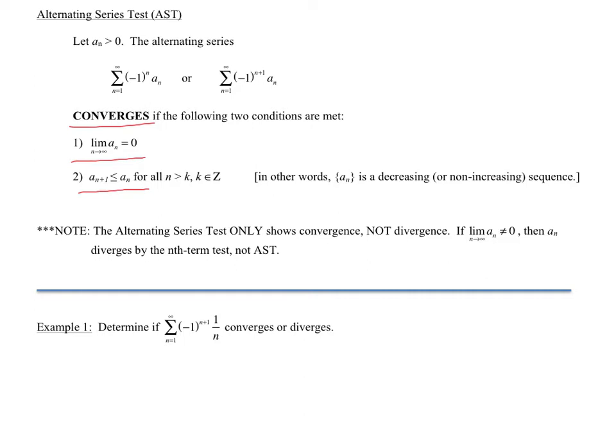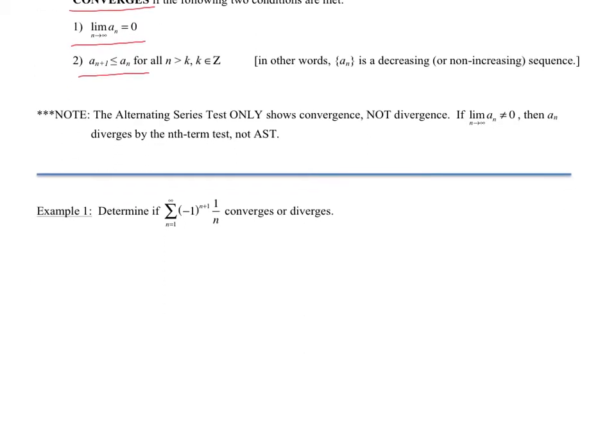So in the note, I just repeated what I said before, that this test only shows convergence, not divergence. If we run across a case where the limit of a sub n does not equal 0, then we're going to say that that series diverges, but we would say by the nth term test. We would never say by AST. So let's do an example.